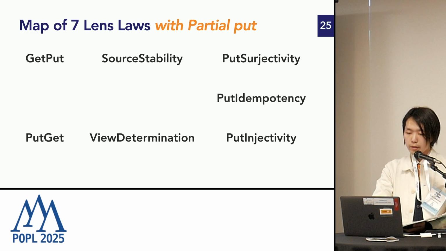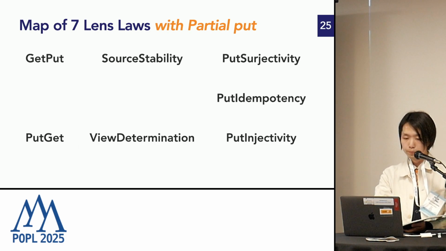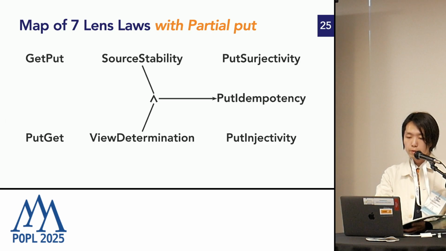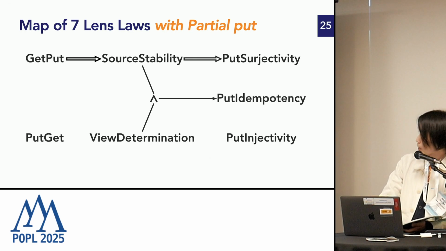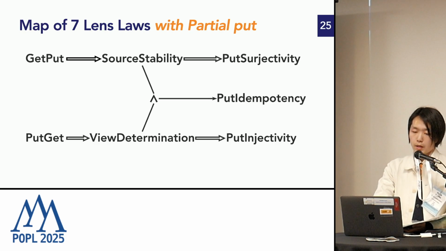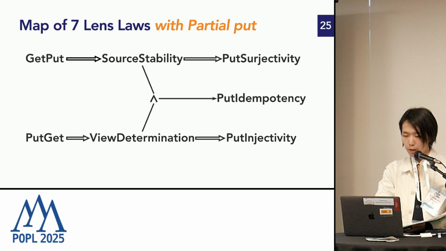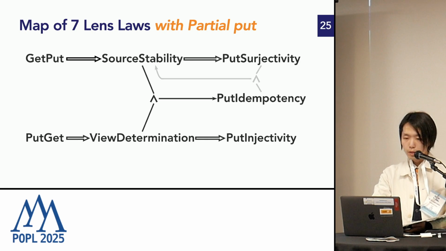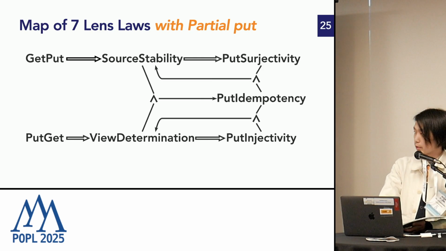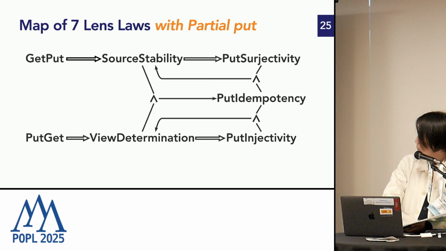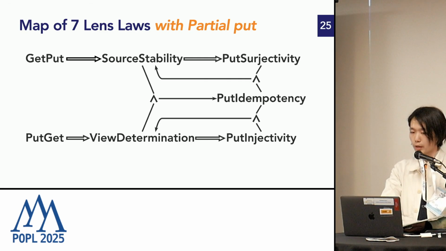Now I explain the characterization of the lens in the case where only the put function is partial. This arrow is the implication we just proved. Also, GetPut implies source stability and it implies put surjectivity. Similarly, PutGet implies view determination and it implies put injectivity. In addition, the conjunction of put surjectivity and put idempotency implies source stability, and the conjunction of put idempotency and put injectivity implies view determination.